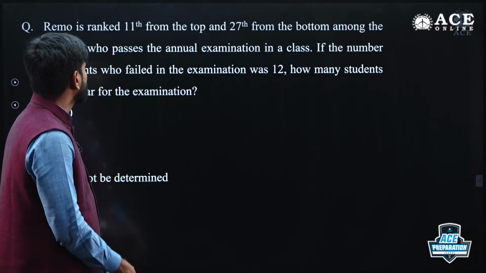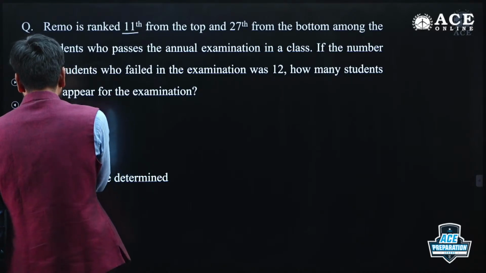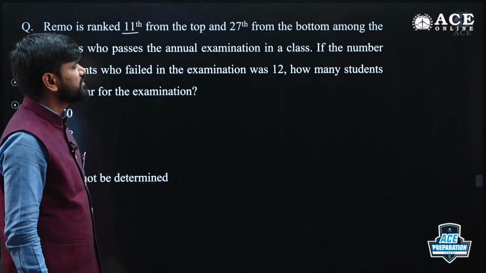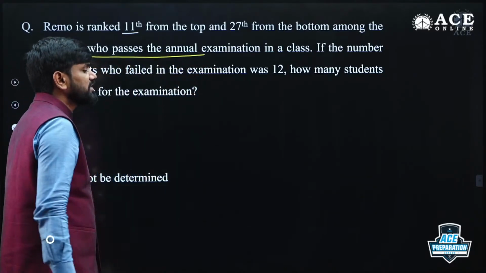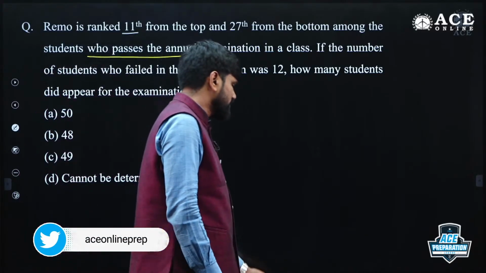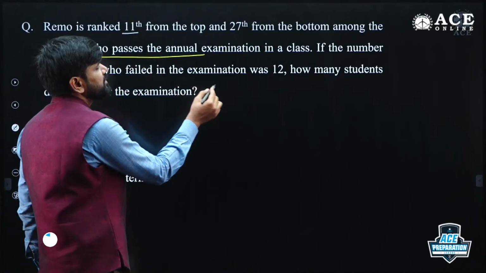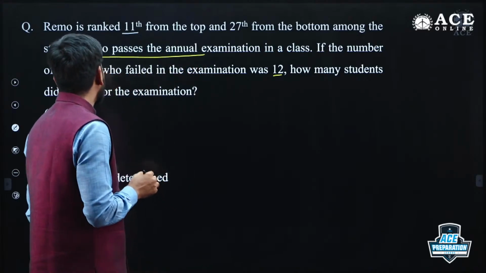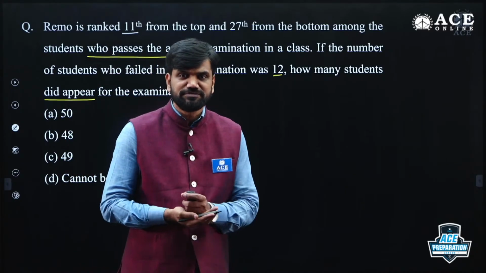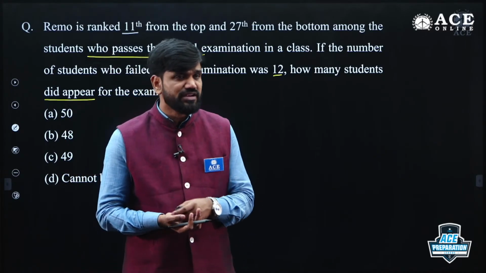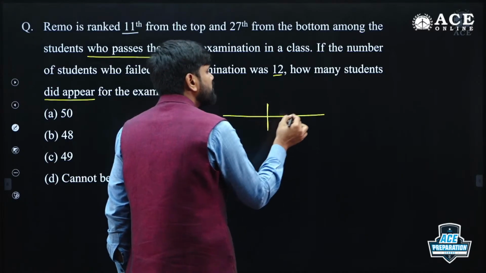Right. Chalo. It is given that Remo is ranked 11th from the top and 27th from the bottom among the students who passed the annual examination. They have clearly mentioned that the ranks are given among the candidates who have passed. If the number of students who failed in the examination was 12, how many students did appear for the examination? So, the ranks given here are only for the passed candidates.